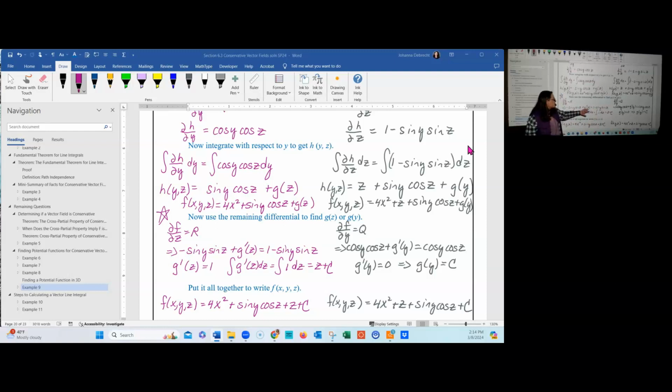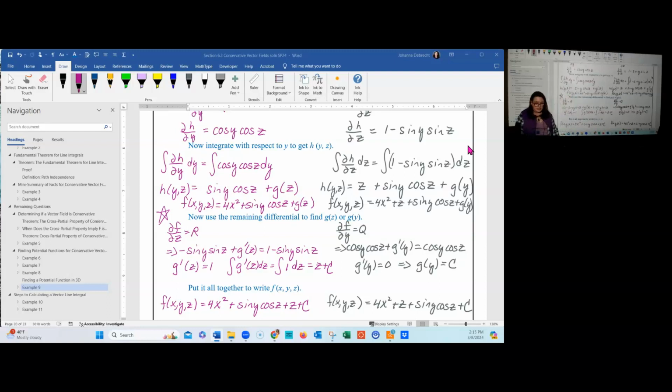Notice that I do have a like term on both sides, the negative sine y sine z, so they cancel. However, this time I'm left with g prime of z equal to 1. So I integrate both sides with respect to z to get that g of z is equal to z plus c. Finally, I replace g of z and rewrite the potential function as 4x squared plus sine y cosine z plus z plus the constant.